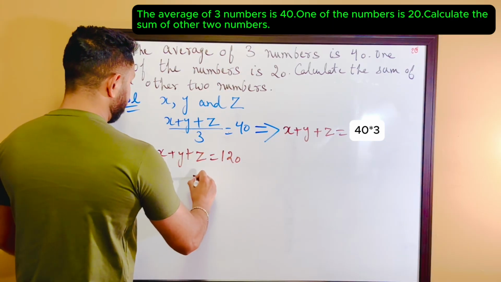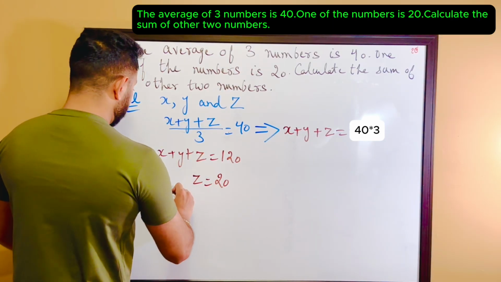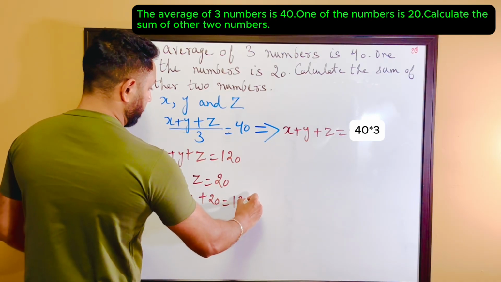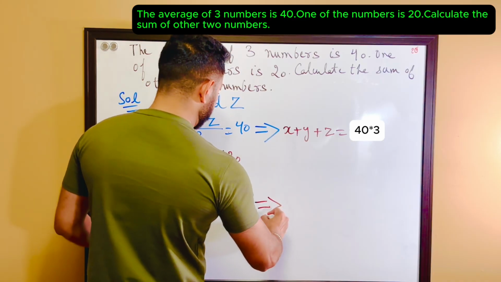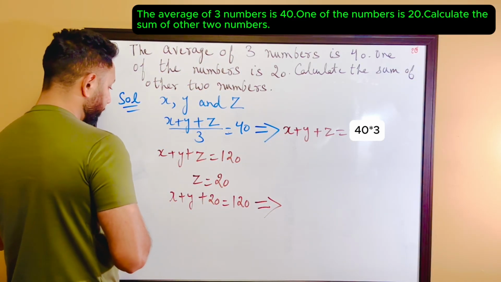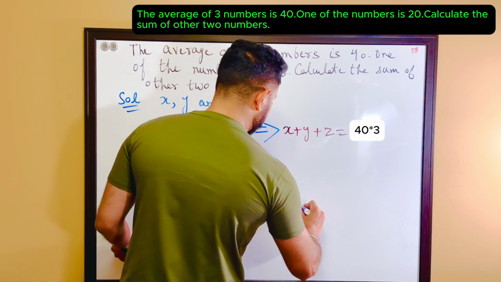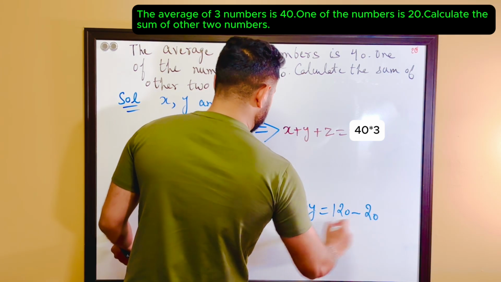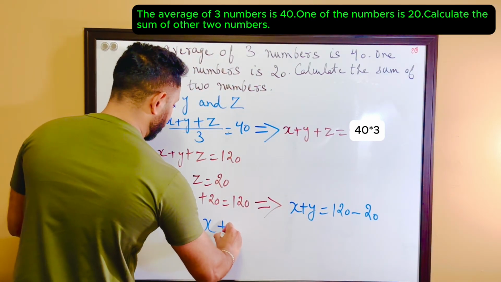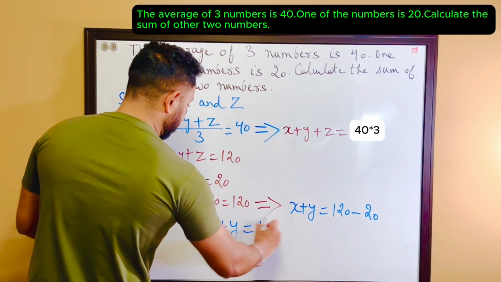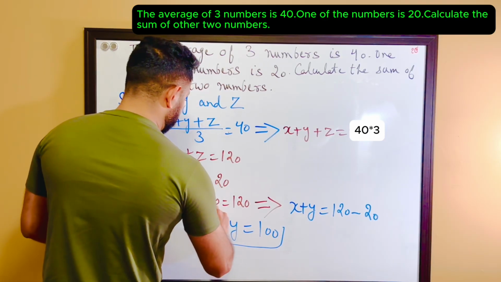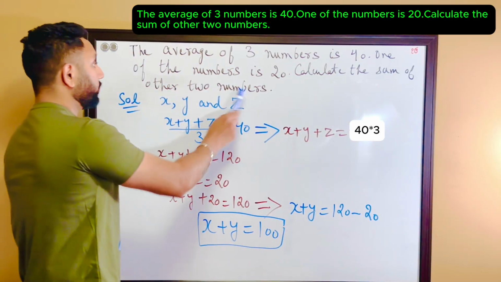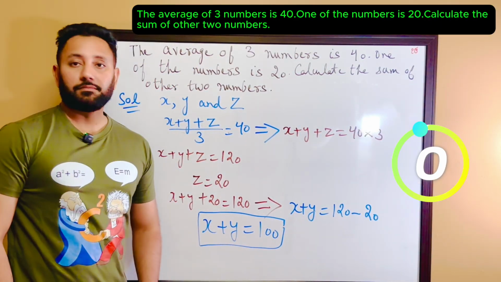So assume z is 20. So x plus y plus 20 is equal to 120. So x plus y is 120 minus 20. So x plus y is 100. So this is what we need to find out. The sum of the other two numbers is 100.